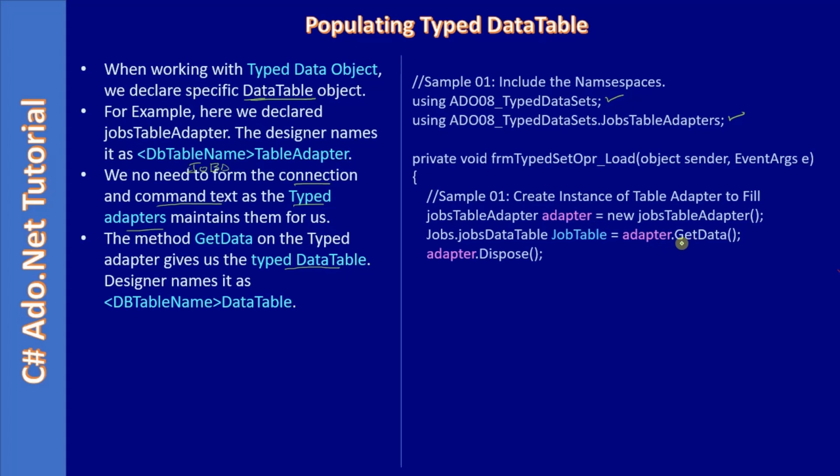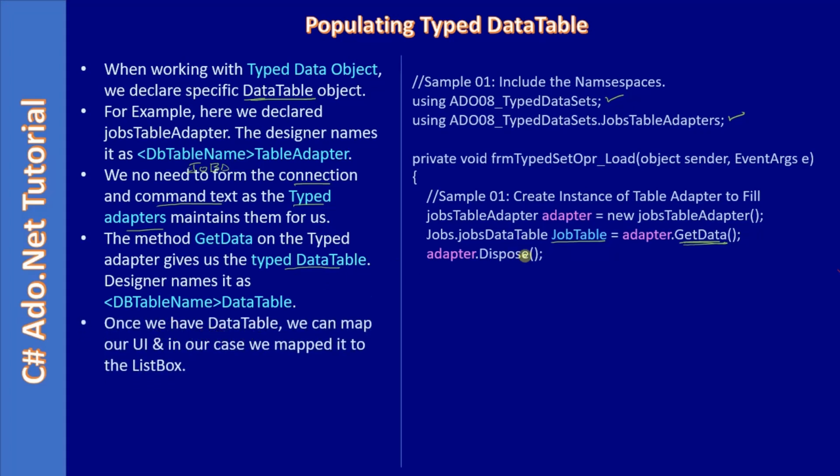Next, if you see adapter.getData, that's the method we are using. We already saw this method, right? Adapter.getData. We know that this getData method of the jobs table adapter will fill the jobs data table and give that back to us. So here we have jobs data table, and we are referencing the job table here. Since the duty of the adapter is done, we are disposing it.